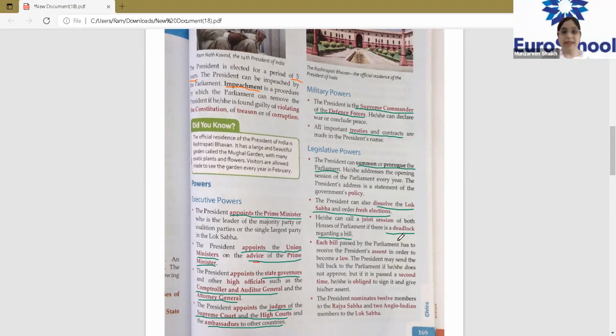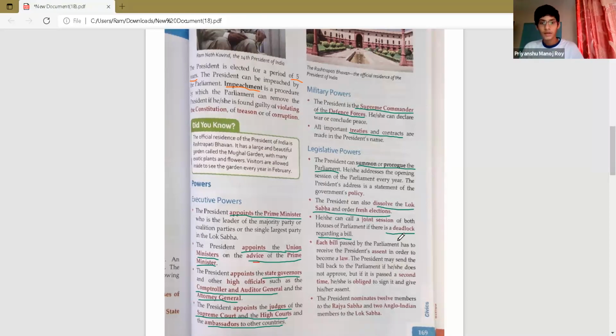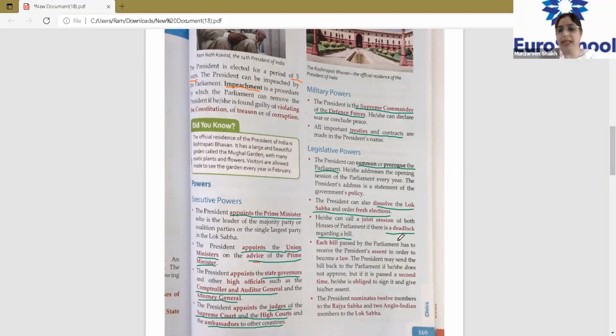Okay. Now, why does the president call a joint session? Who will tell me? Because if there is a deadlock regarding a bill. Yes, a deadlock situation regarding a bill. Okay. Ma'am, what do you mean by the term deadlock? Deadlock means the bill which was introduced in the parliament has to go through a certain procedure to become a law, right? But deadlock means none of the houses are agreeing to come to a particular conclusion, whether to make it a law or whether to dissolve it. So that situation is called a deadlock situation.